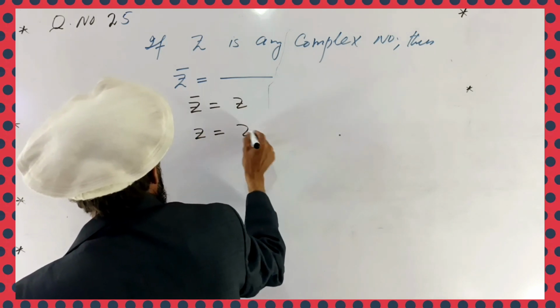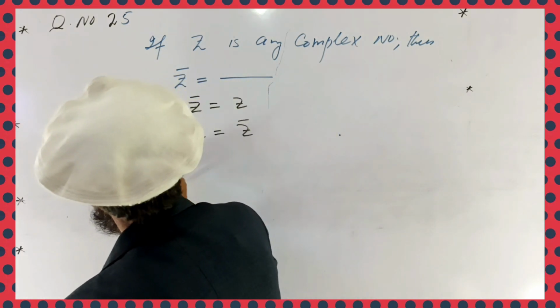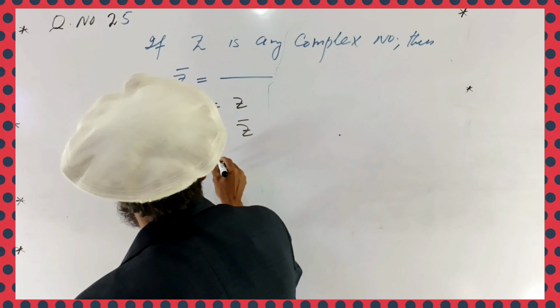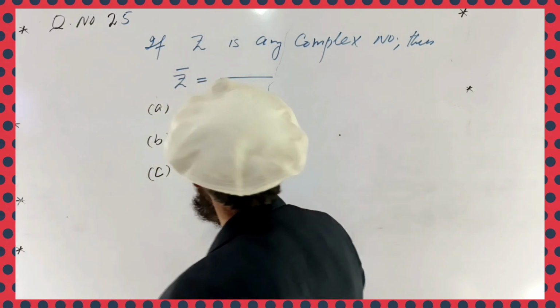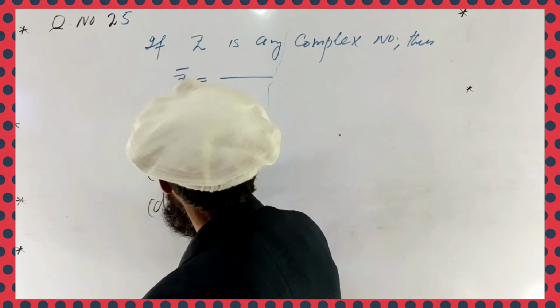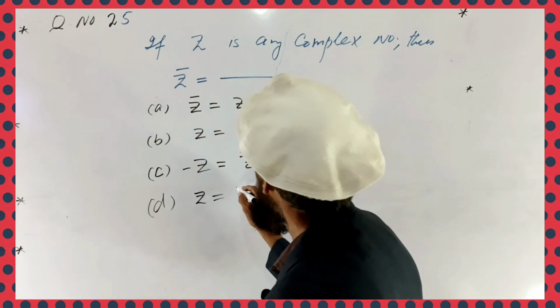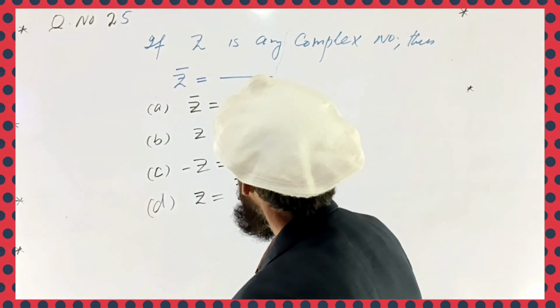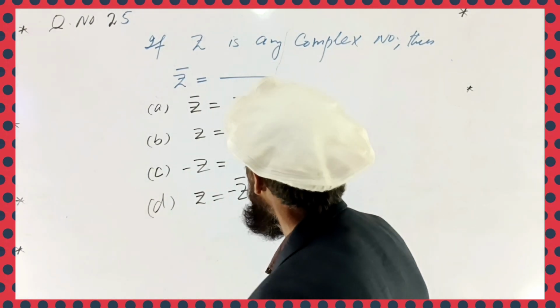Z is equal to minus z, and c is equal to z minus is equal to z, and d is equal to z is equal to minus z.